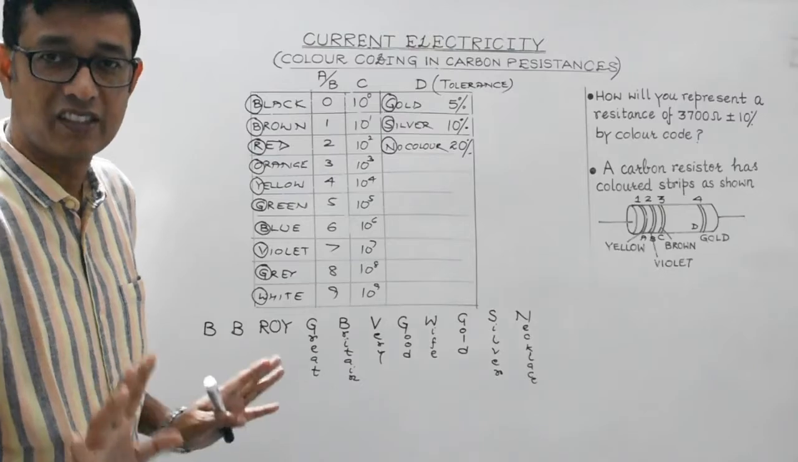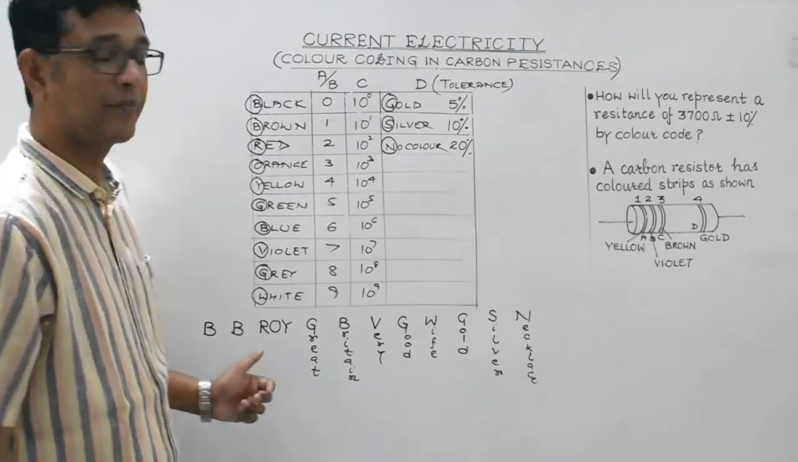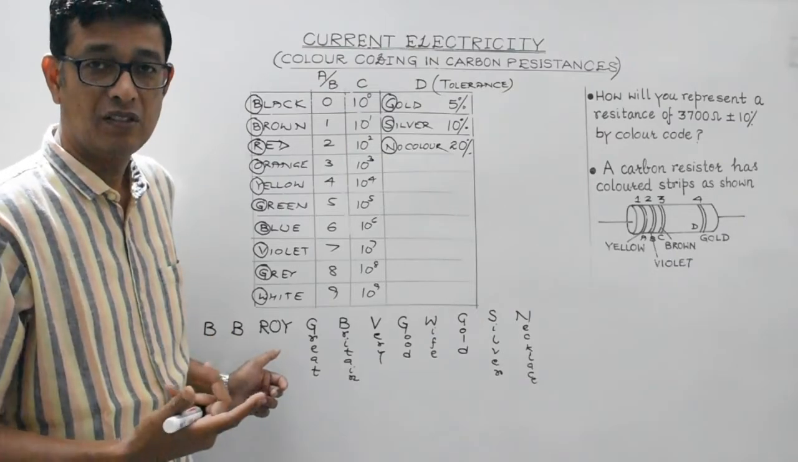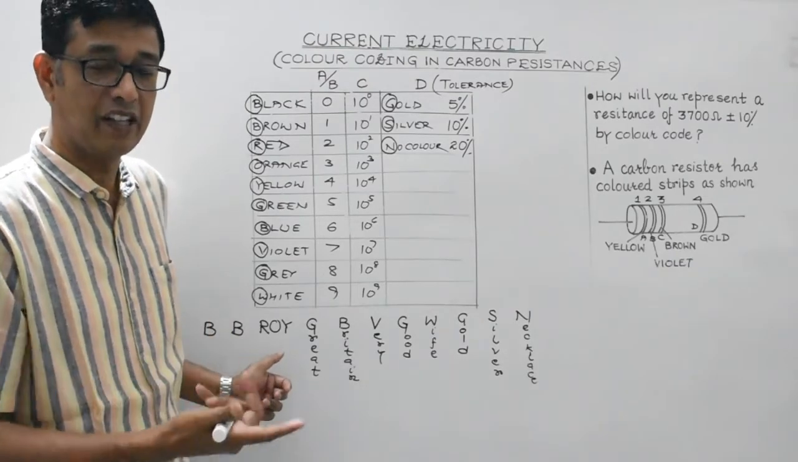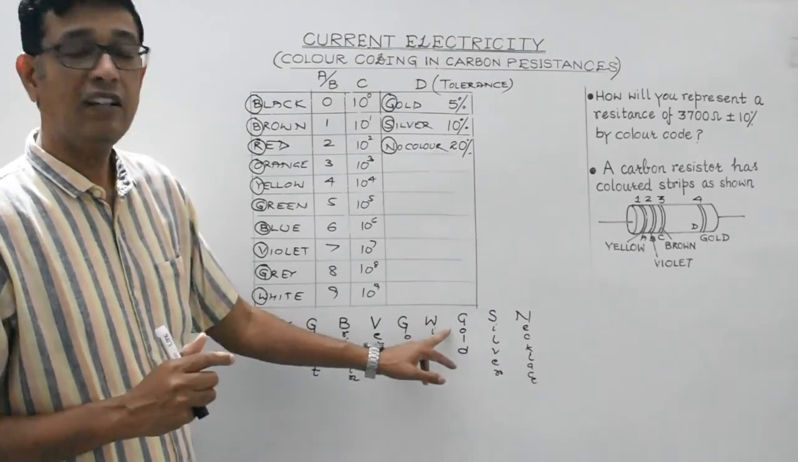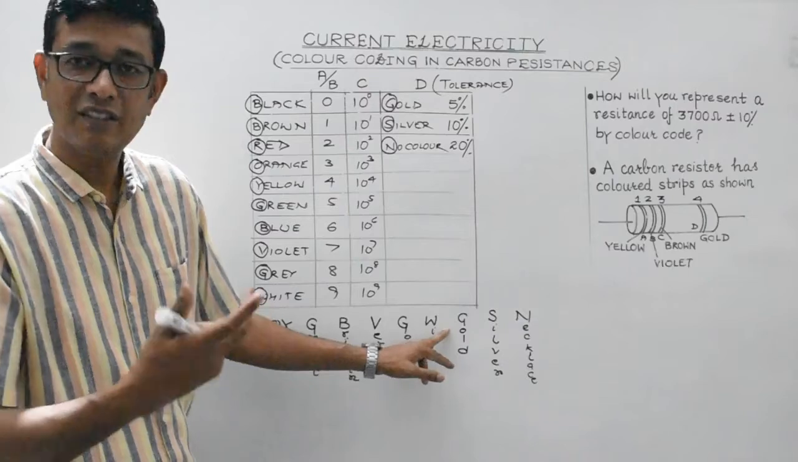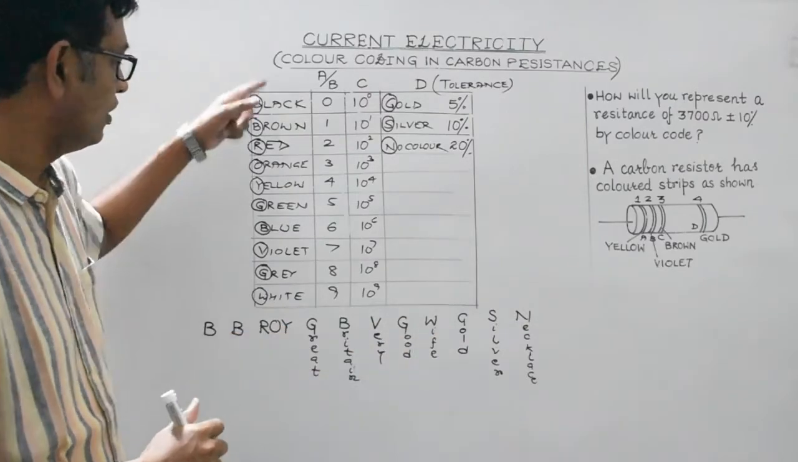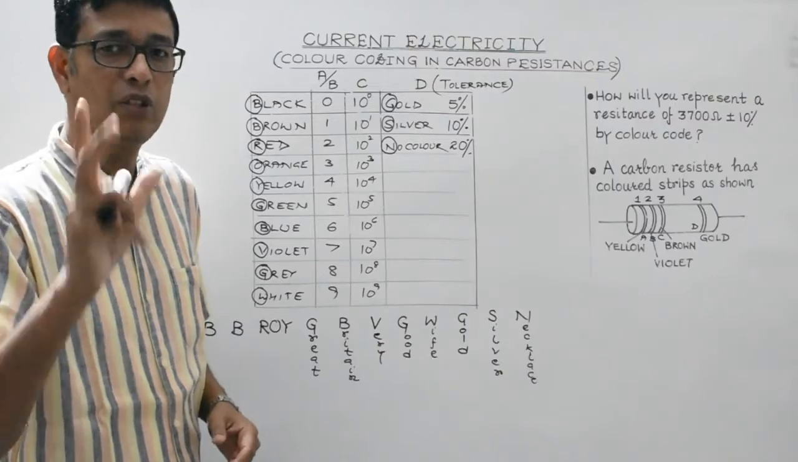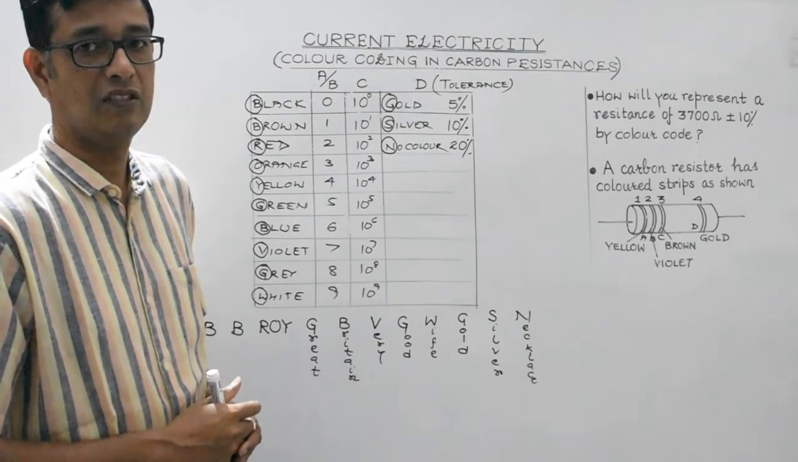Clear, students? Interesting now? So again I repeat, B.B. Roy, that's the name of a person, of Great Britain, has a very good wife wearing gold, silver necklace. So this is how I am very hopeful that you will be easily able to remember the sequence of colors, right?